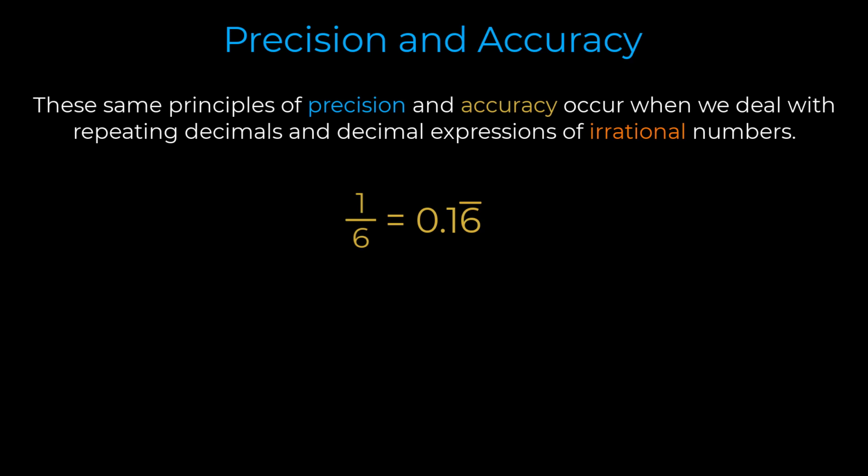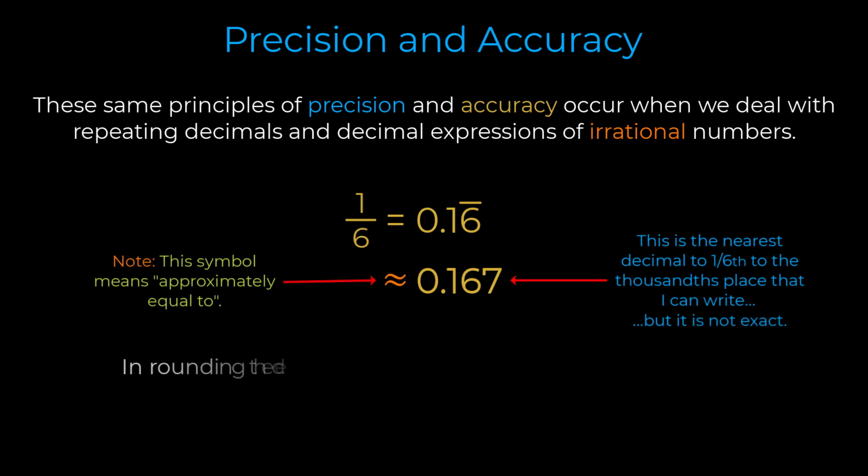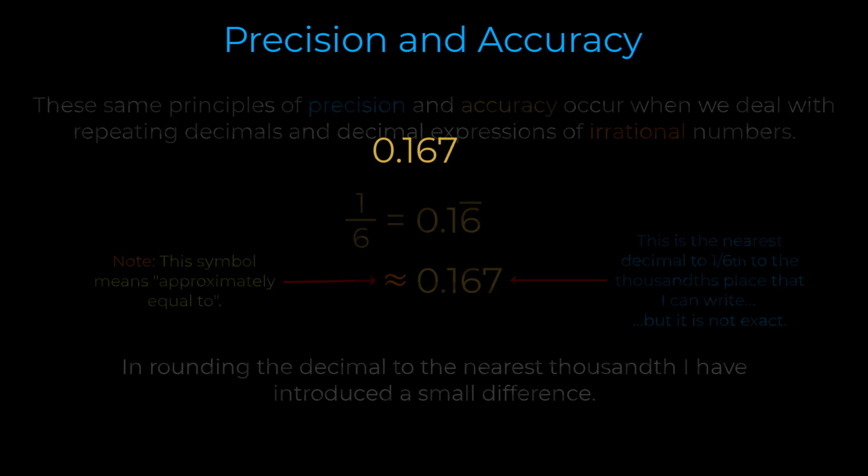Suppose I wanted to express the fraction 1/6 as a decimal to the nearest 1,000th, that is, 3 decimal places. The first 3 decimal places of the fraction 1/6 are 0.166. Since the 4th decimal place is a 6, I would round the 3rd decimal place up to a 7. It is the nearest decimal to 1/6 to the 1,000th place that I can write. But it is not exact. In rounding the decimal to the nearest 1,000th, I have introduced a small difference. I can calculate the difference.